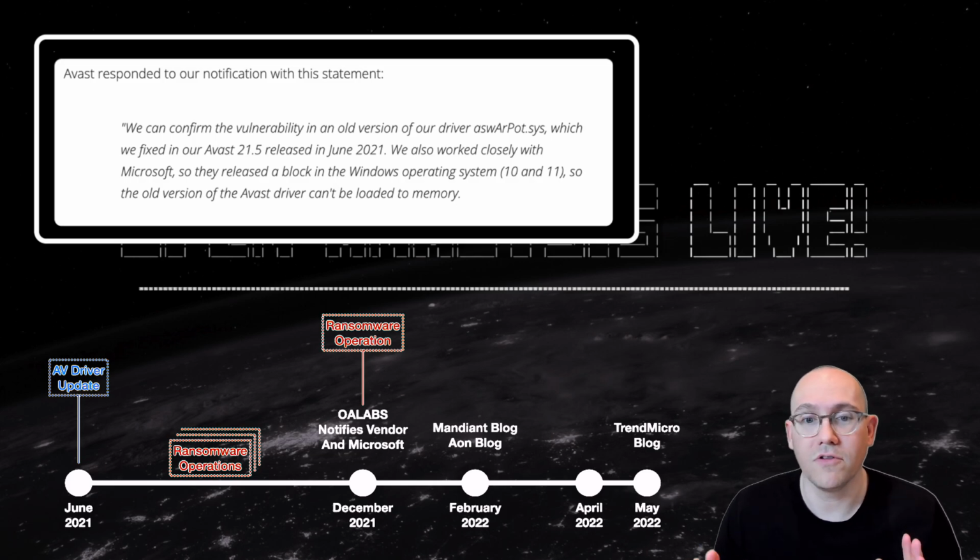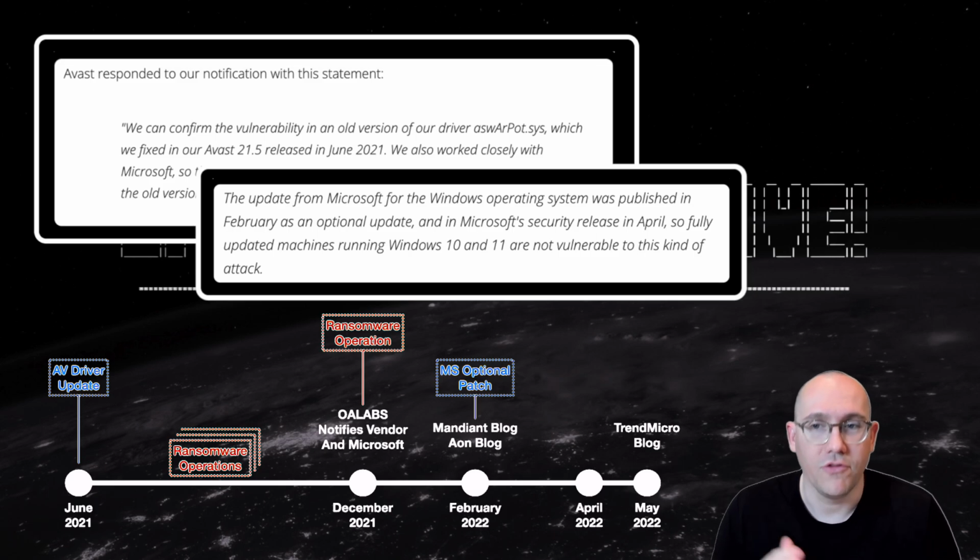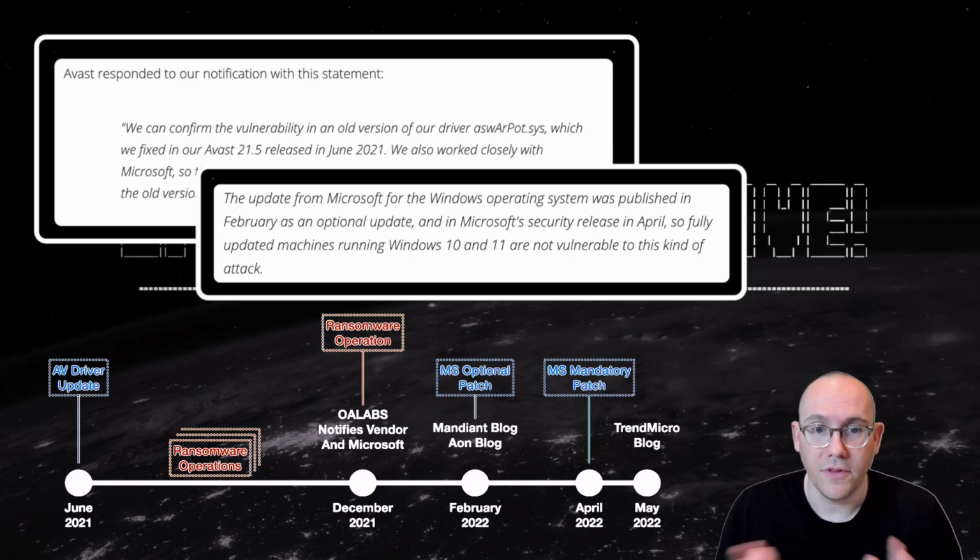So that sounds like a good response, but we get a little bit more detail. The update from Microsoft for the Windows operating system was published in February as an optional update. So this was not required. This was not pushed out to all systems. It was just optional, which explains why the driver continued to be used by other ransomware groups after it had already been reported. And then Microsoft continues that a security release was released in April of 2022 so that fully updated machines running Windows 10 and 11 are not vulnerable.